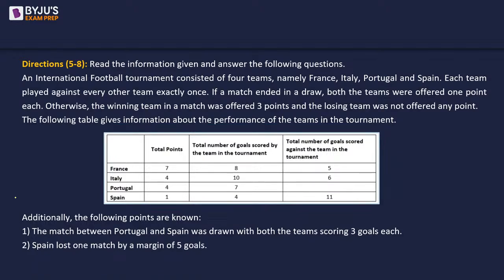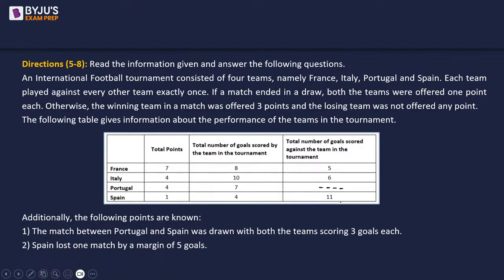So France has got a total of 7 points. ठीक है? Total number of goals scored is 8 and total number of goals against scored is 5. Similarly, Italy को 4 आया, इसको भी 4 आया, Spain को 1 आया. ये सारे points इनको आए हैं और goals कितने करे हैं और कितने उनके against हुए हैं. This value is missing. It's not 0 there. 0 होता तो 0 लिखा हुआ होता.